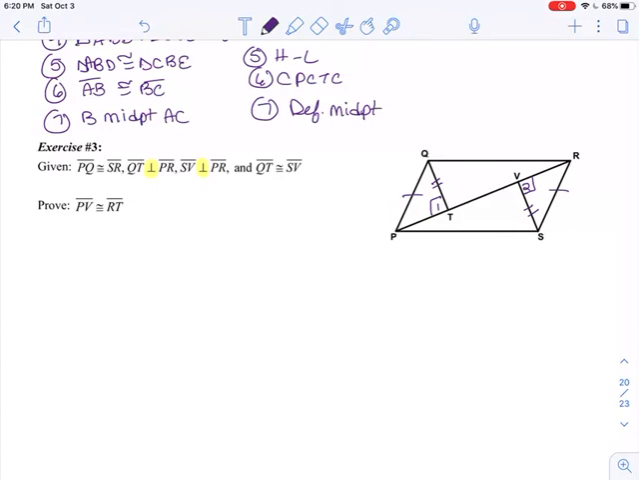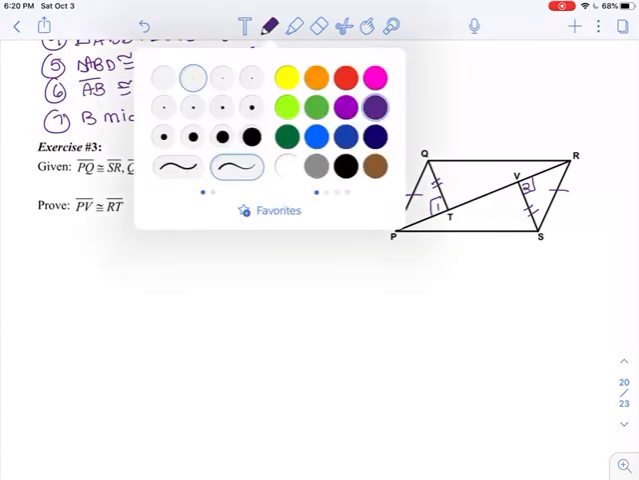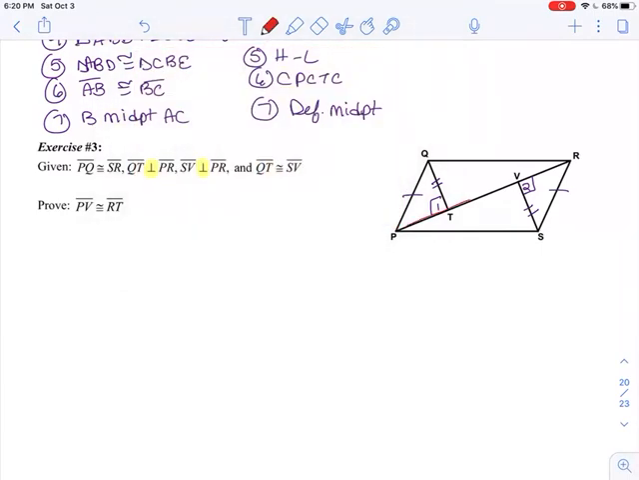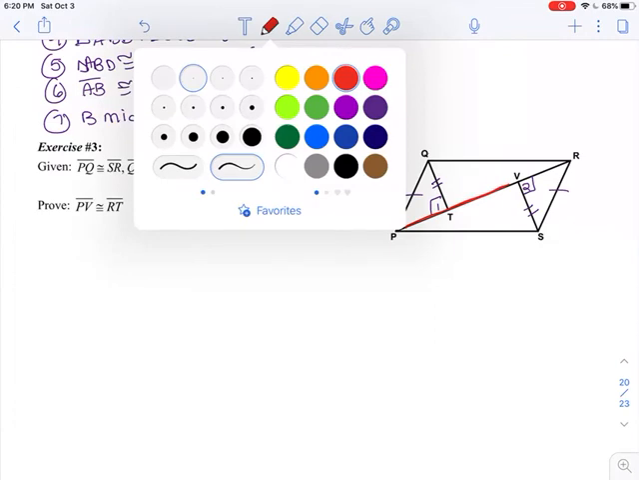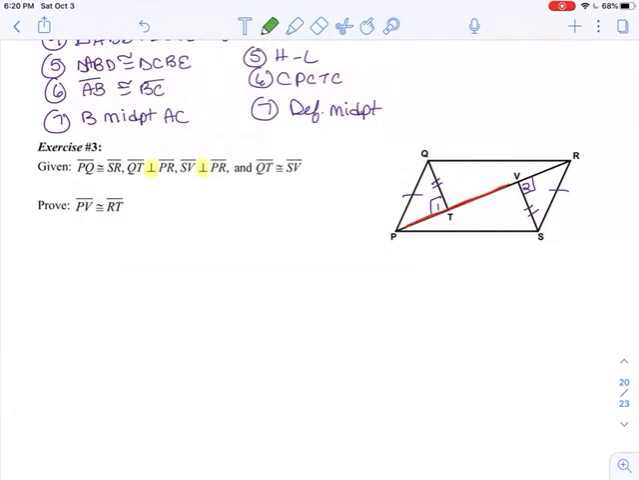And I'm trying to prove that PV is congruent to RT. PV is, let me just get some different colors here. PV is this whole line right here, and RT, get a different color, RT is this line right here. Now PT is part of PV and RV is part of RT.